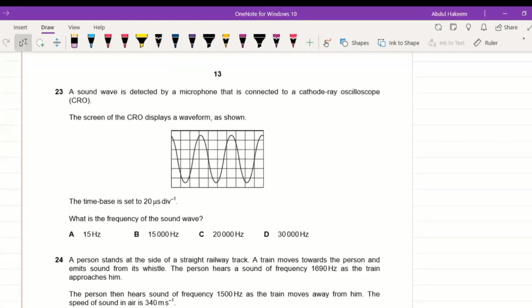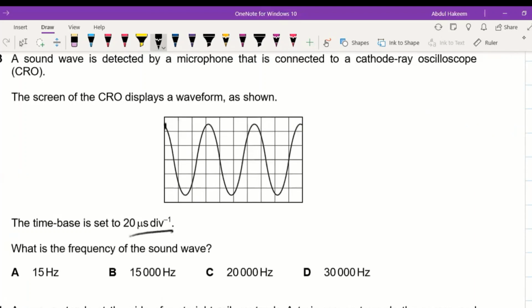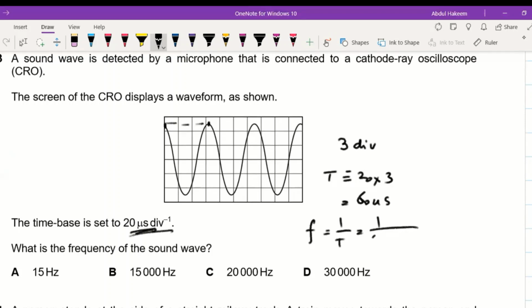Now move to the next one. A sound wave is detected by a microphone connected to a cathode ray oscilloscope. The CRO displays this waveform. The time-base setting is 20 microseconds per division. What is the frequency of the wave? Now look at the wave. It starts from here and ends here. How many divisions are covered? 1, 2, 3, and more than 3. So suppose there are 3 divisions. One division is 20, so the total time is 20 times 3, approximately 60 microseconds. So frequency f is equal to 1 divided by the time period, meaning 1 divided by 60 times 10 power minus 6, so 10 power 6 divided by 60. After the calculation, the answer is close to 15,000. So B is the answer.